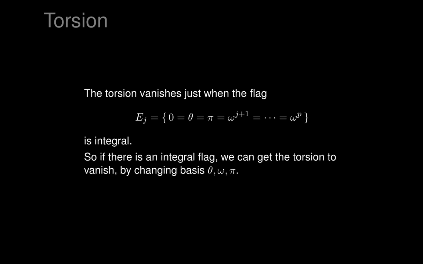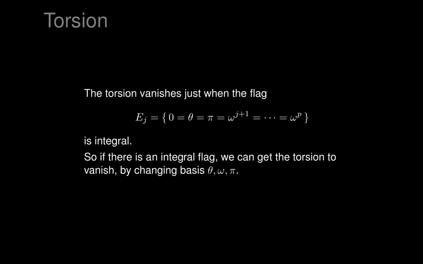On the other hand, what if there's some integral flag somewhere else? What if that isn't integral, but somebody else is? If there's an integral flag somewhere out there, we can always adapt the choice of thetas, omegas, and pi's, because we get to pick the omegas and pi's as we like. So we could pick them so that those particular linear equations cut out the given integral flag. If we're given an integral flag EJ, we can always pick thetas, omegas, and pi's to make that the expression for EJ, and in that case the torsion will vanish. So torsion vanishes exactly when that particular flag is integral. But if you find some other flag is integral, then you can arrange for the torsion to vanish by a change of basis.